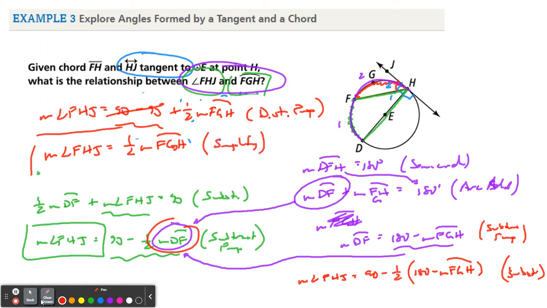And this is the idea that we want to learn. And again, it's the same idea as the inscribed angle theorem. This angle created by a chord and a tangent is still going to be 1/2 its intercepted arc.